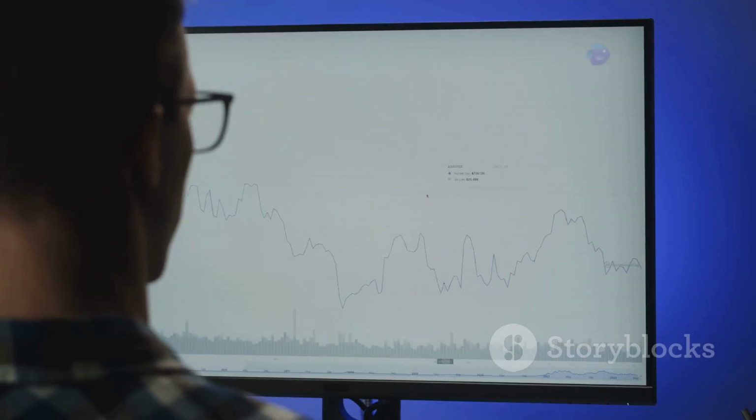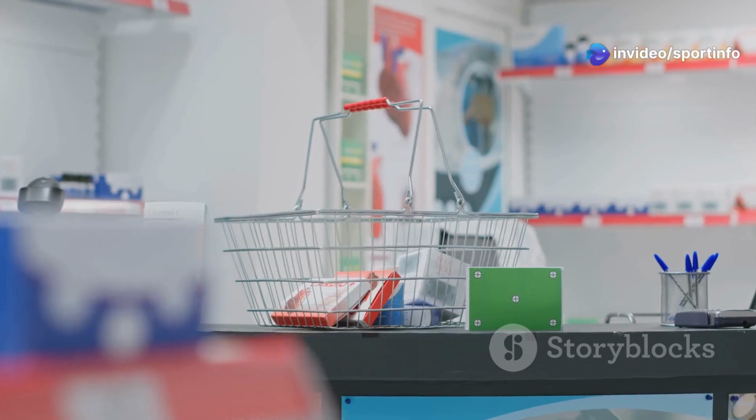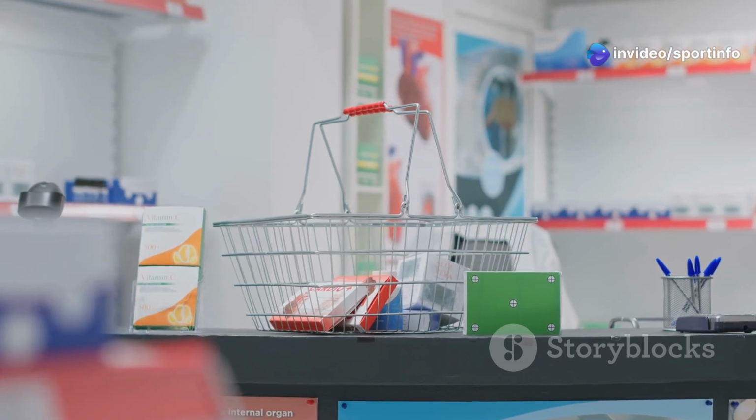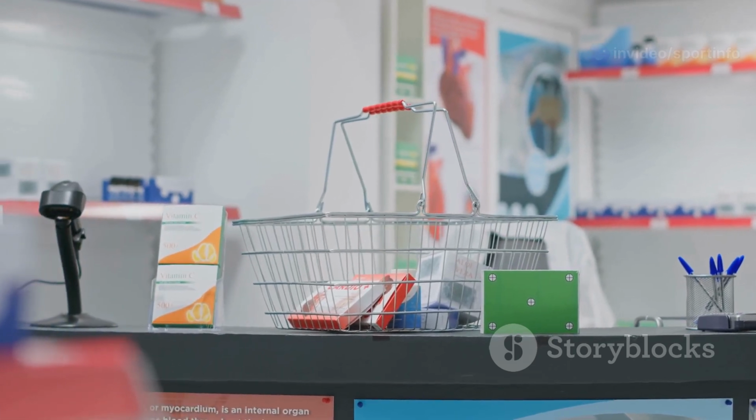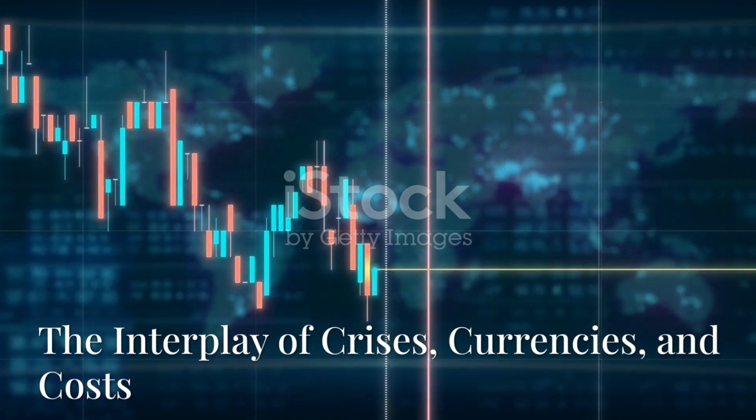To track inflation, we use something called the Consumer Price Index, or CPI. It measures the average change in prices paid by urban consumers for a basket of goods and services. Think housing, food, transportation, all the essentials.